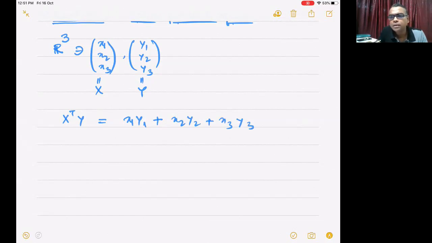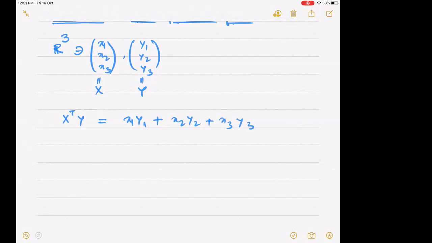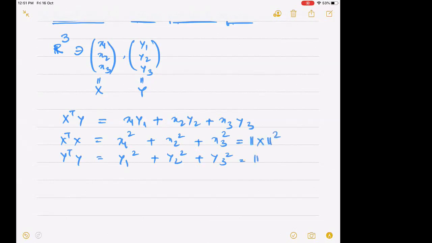In this situation, we can also talk about X transpose X, which happens to be X1 squared plus X2 squared plus X3 squared, and Y transpose Y happens to be Y1 squared plus Y2 squared plus Y3 squared. What we know from our experience is that this is nothing but the length of the vector x squared. This happens to be the length of the vector y squared. And in that case, it turns out that x transpose y is nothing but length of x, length of y into cosine of the angle theta between the two vectors.